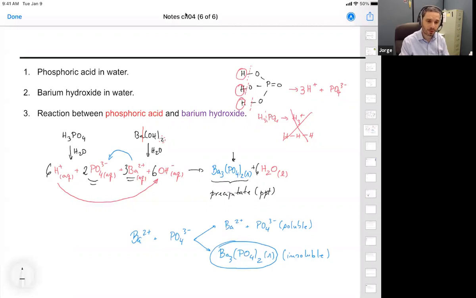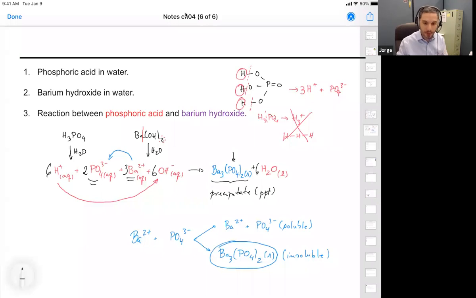That's how you write molecular, overall ionic, and net ionic equations when you have acids reacting with bases. The products are always going to be a salt and water. In the molecular equation, you consider the molecular form of the compounds, while in the ionic equation, you deal with the ions in solution. Both represent the same thing in different ways, so we are not changing anything.